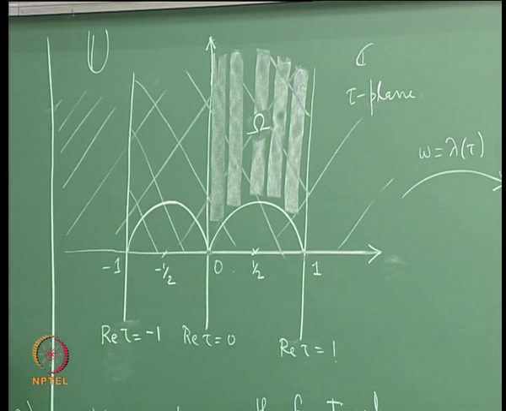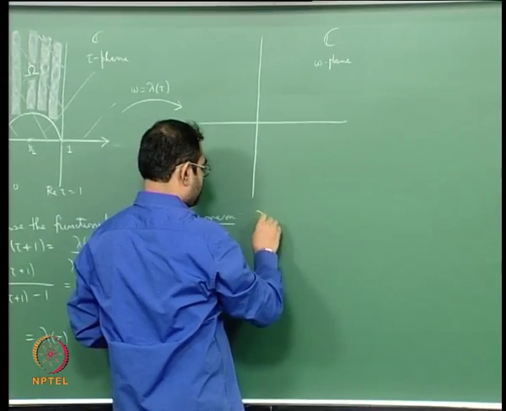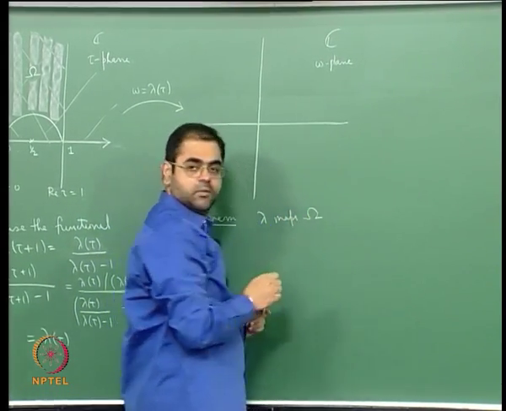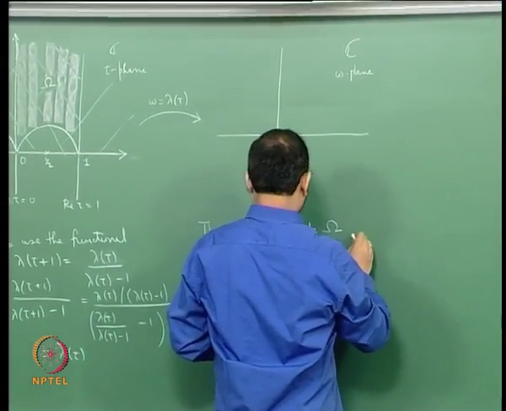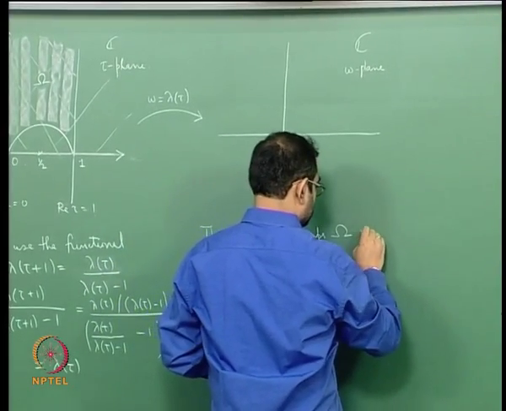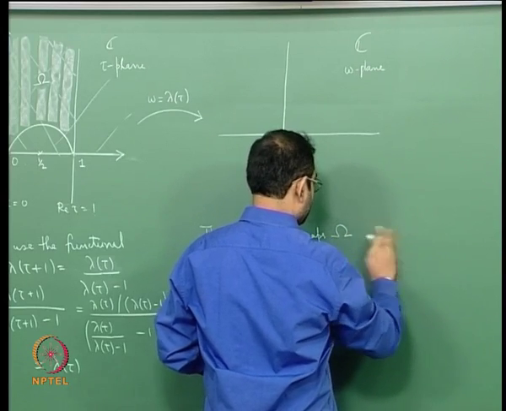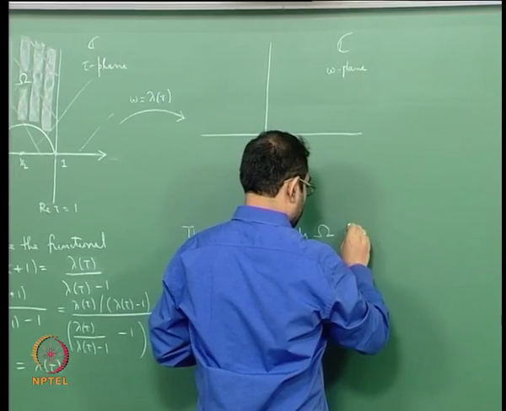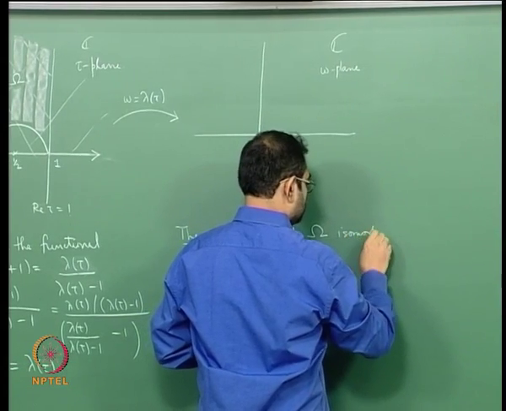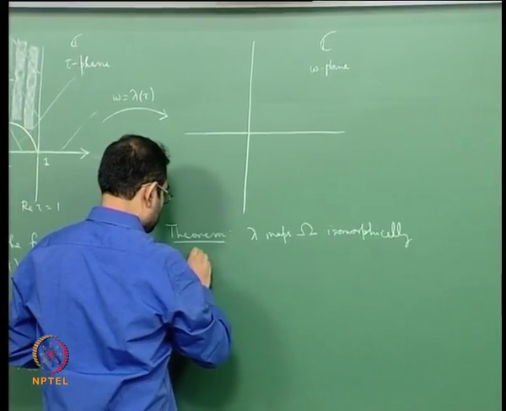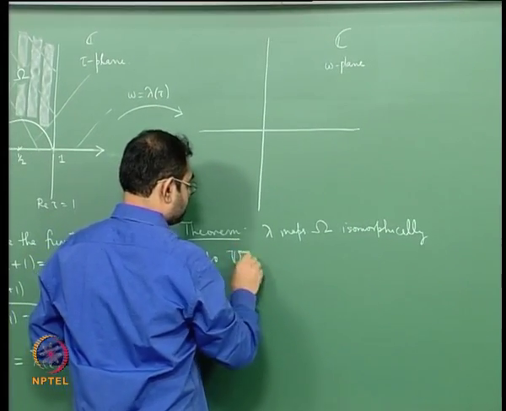Then the theorem is the following. The theorem is: lambda maps omega injectively, in fact, lambda maps omega isomorphically onto the upper half plane.